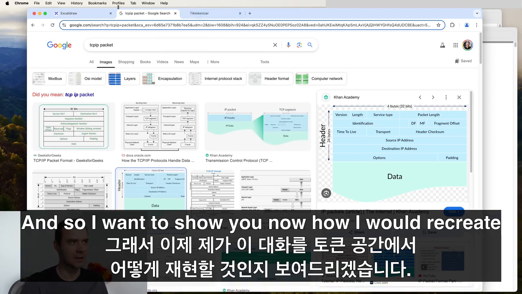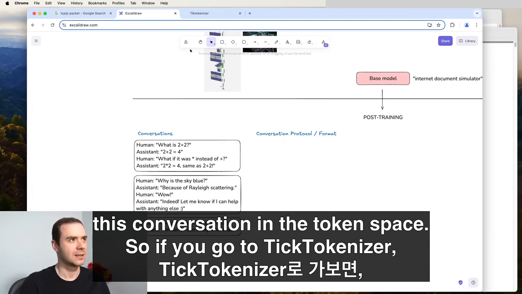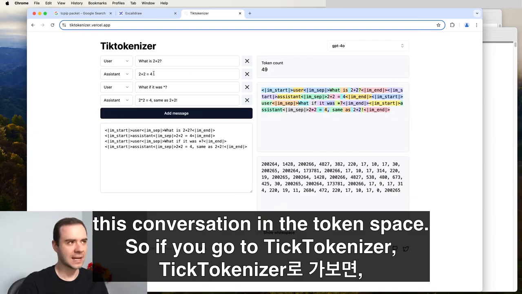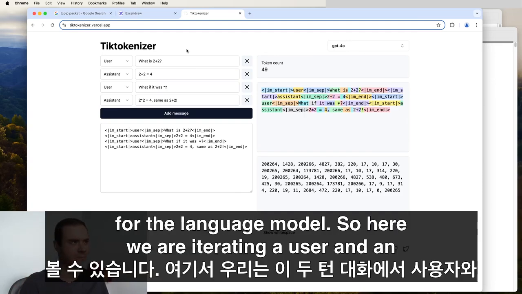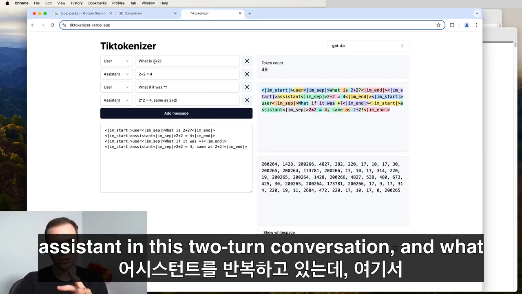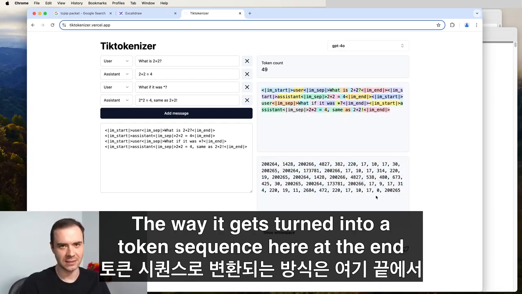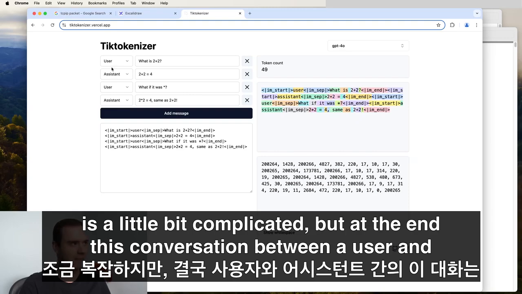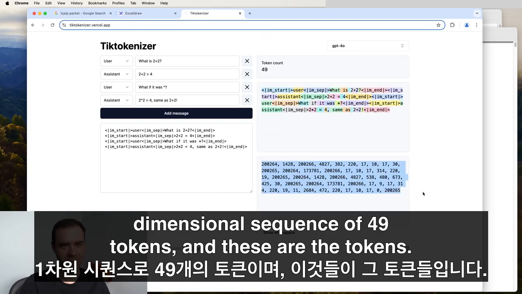And so I want to show you now how I would recreate this conversation in the token space. If you go to Tick Tokenizer, I can take that conversation, and this is how it is represented for the language model. So here we are iterating a user and an assistant in this two-turn conversation. What you're seeing here looks ugly, but it's actually relatively simple. The way it gets turned into a token sequence here at the end is a little bit complicated, but at the end, this conversation between the user and assistant ends up being 49 tokens. It is a one-dimensional sequence of 49 tokens, and these are the tokens, okay?